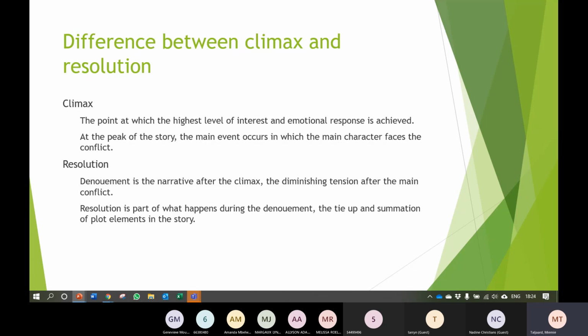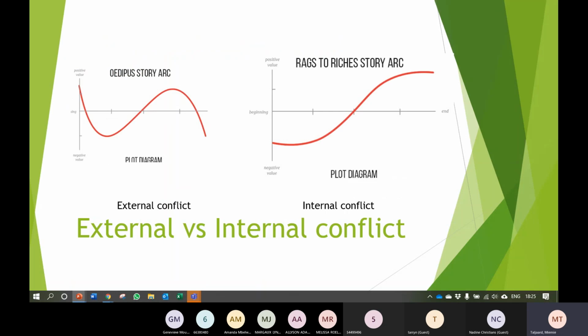And then the resolution. If we can go back to that slide, we have the resolution somewhere there. He now has decided that he can't live in the city, and he starts walking. And the denouement is then, let's say, this last bit of the story.